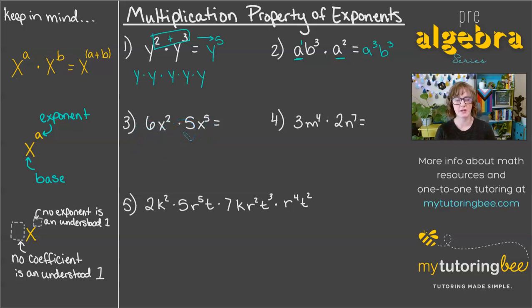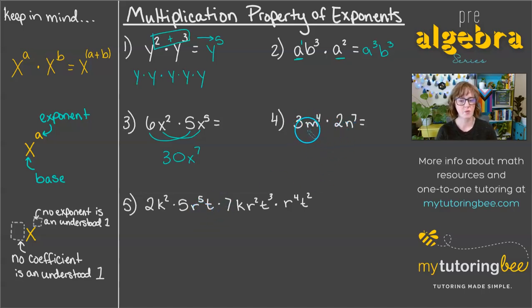Now we've got a mixture of coefficients and variables. So we can go ahead and multiply together the coefficients, the 6 and the 5. That's going to give us 30. And then for our x bases, we've got x squared and x to the fifth. We're going to add those exponents together. So that gives us x to the 7th. So we get 30x to the 7th for this one.